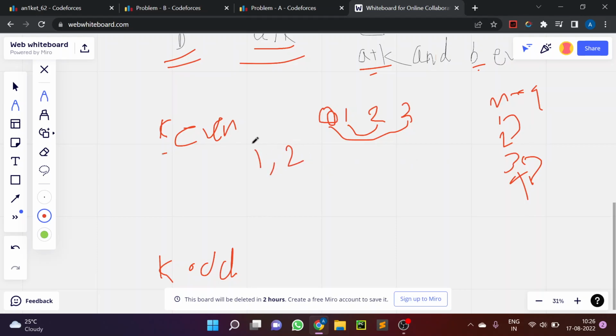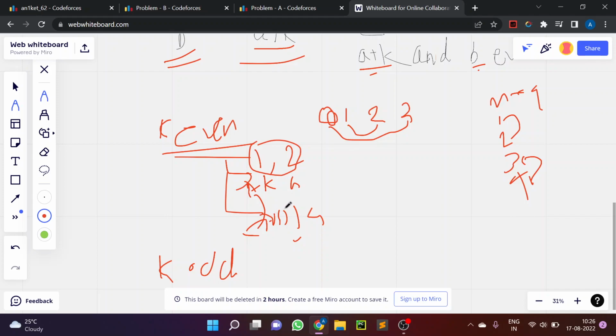If k is even, there are two test cases. First one is k is divisible by 4 and k is not divisible by 4. Sorry, 2 plus k is divisible by 4 and 2 plus k is not divisible by 4. If 2 plus k is divisible by 4, we can set value of 2 as a, and a plus k will be divisible by 4, and the whole pair will become divisible by 4. And if 2 plus k is not divisible by 4, so there is no solution, we will simply print out no.